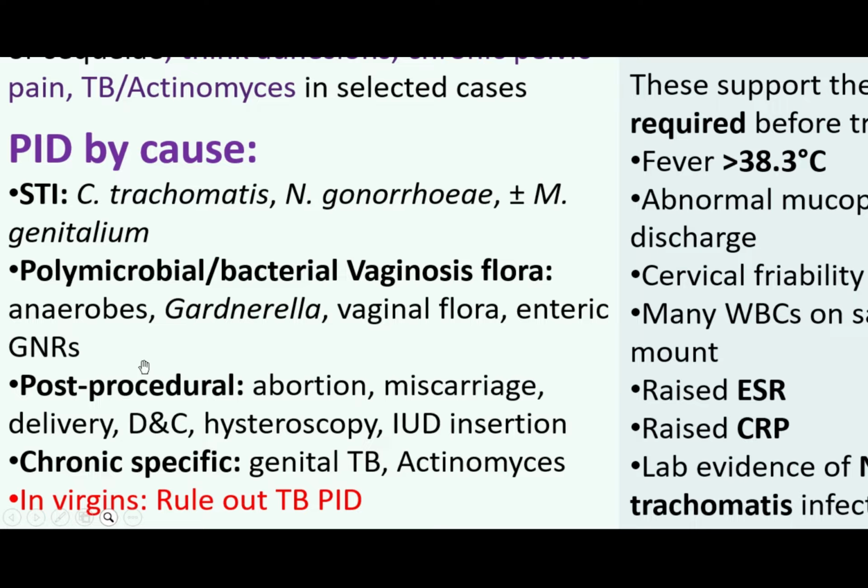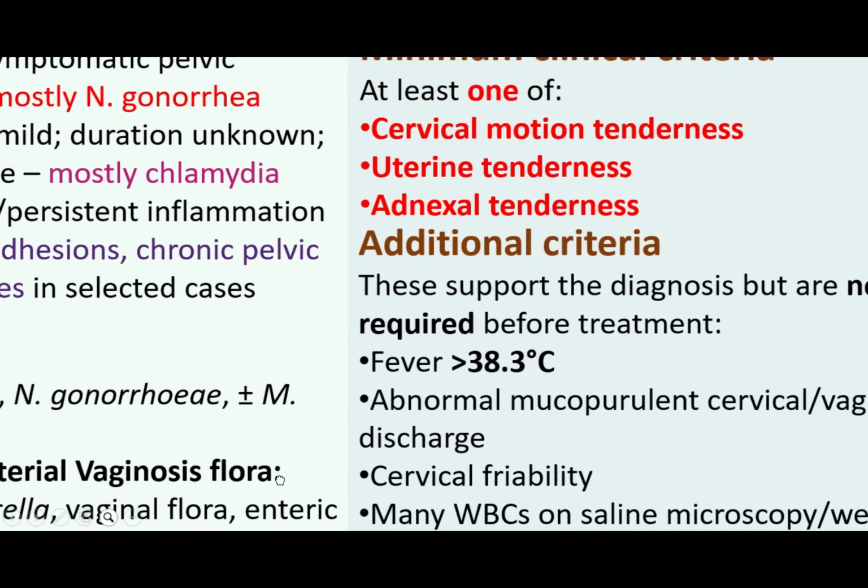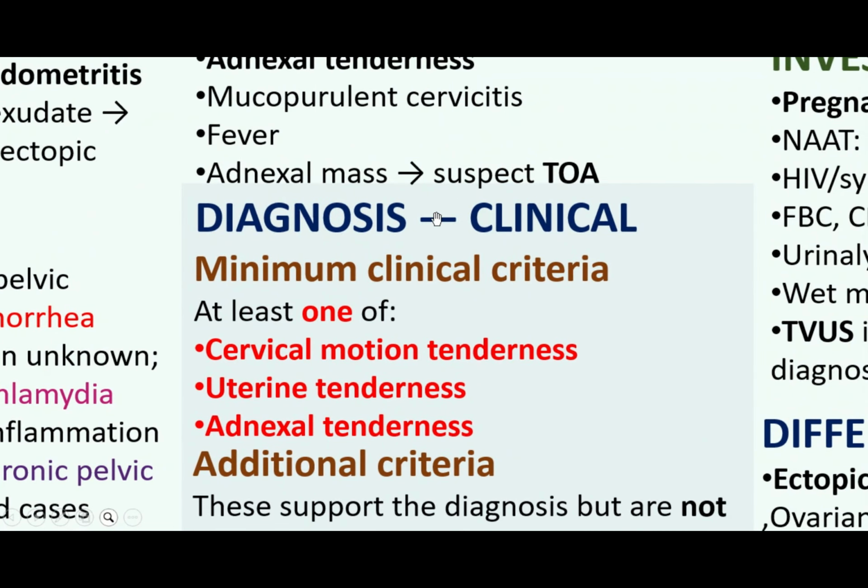Then we have the post-procedural. That's going to be abortion, miscarriage, delivery, dilation and curettage, hysteroscopy, and then IUD insertion. All these can carry the organisms with them into the uterus and then cause an infection upwards. Then chronic PID is specific, and sometimes it's caused by genital TB as well as actinomyces. Then in virgins, you have to always make sure to rule out TB if they have a pelvic inflammatory disease.